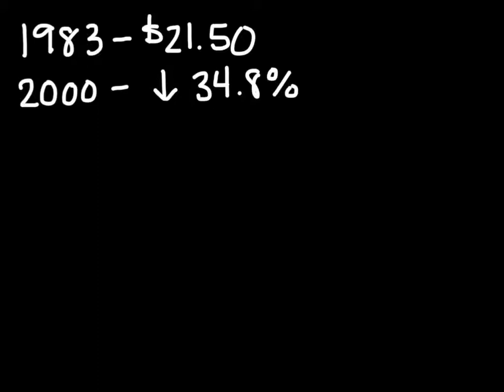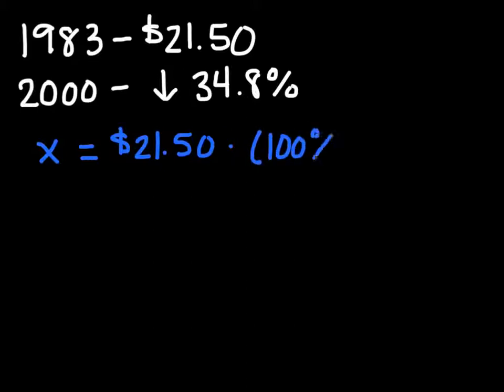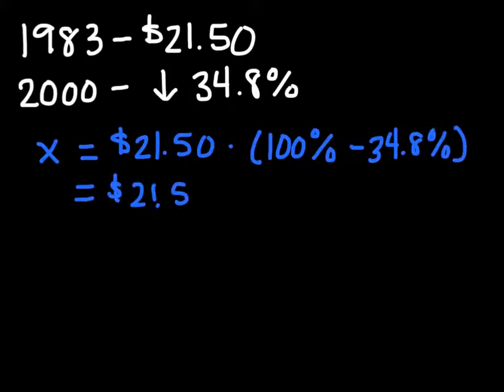Okay, so all we're going to do is take the price in 2000, which is our unknown, let's call it X, and take the price in 1983, $21.50, and multiply that by 100% minus 34.8%. Giving us a percent of 65.2, which represents the percent of $21.50 that the cost would be in 2000.